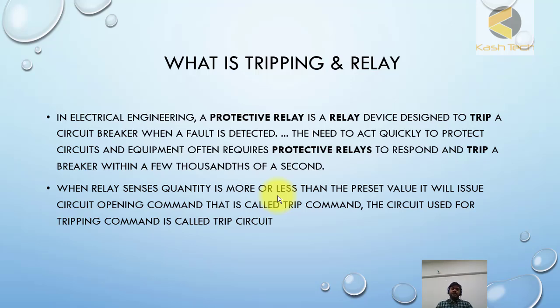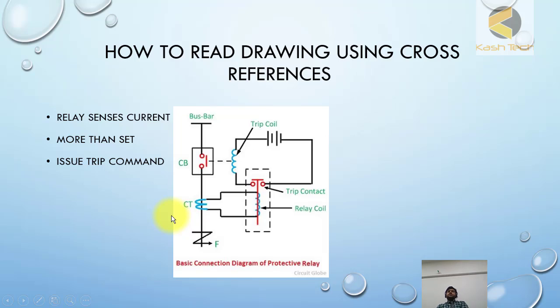Relay definition we have already studied. A relay is a sensing device. Once the relay senses that the measured value is more than the set value, after a preset time it will give the tripping command. The tripping command is issued and the contact of the relay will operate, and the circuit through it is then called a tripping circuit. The tripping command will be issued and the breaker will trip. So this is how the tripping relay and tripping command work.